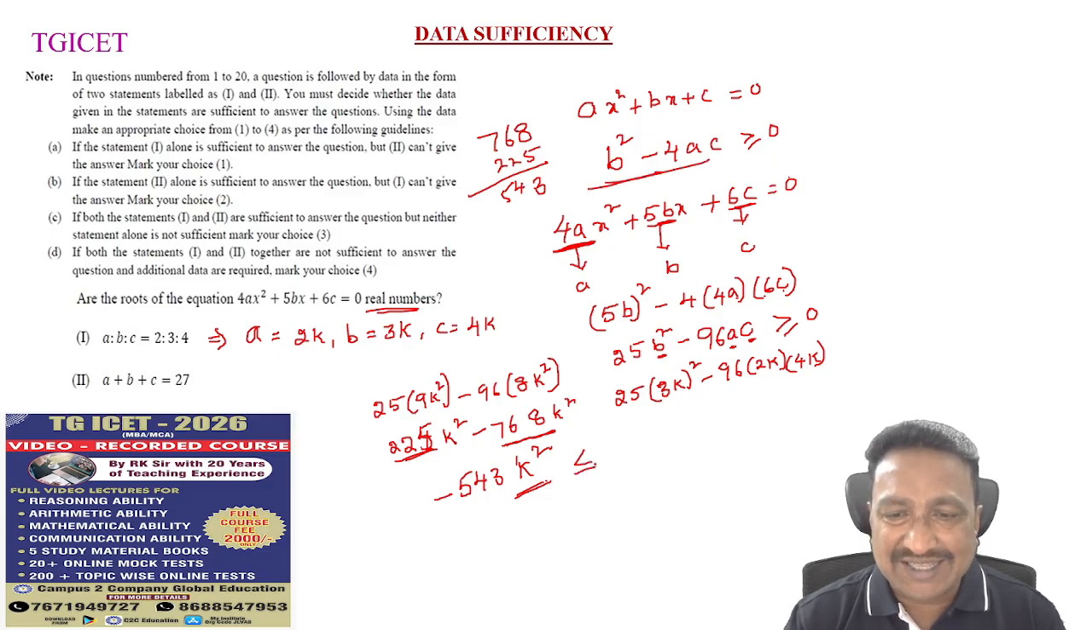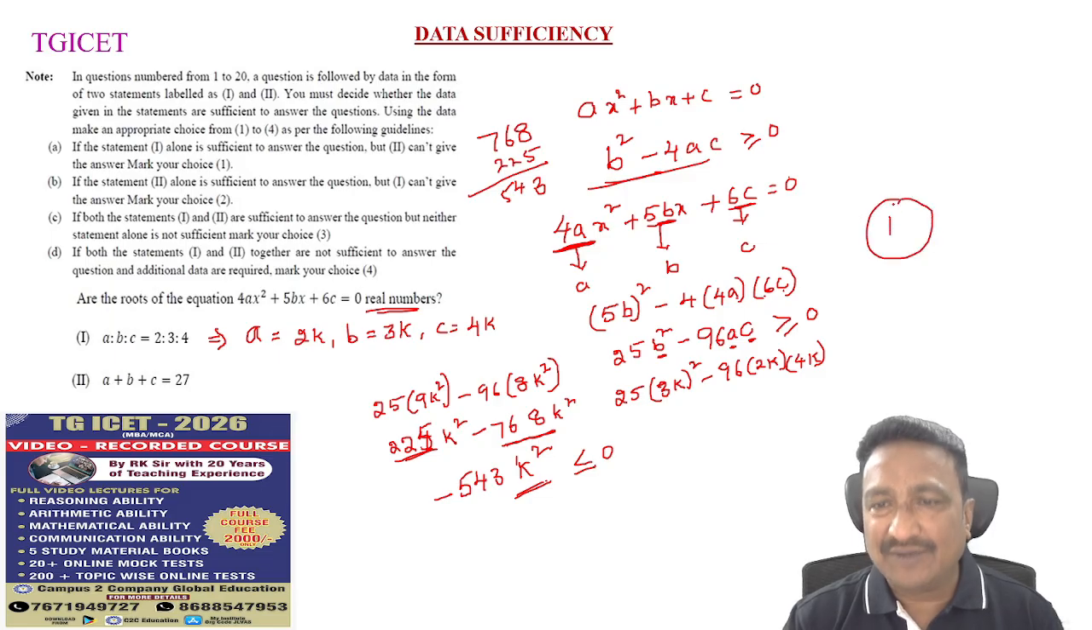So when a is less than 0, the quadratic equation does not have real roots. It has imaginary roots or complex numbers. So according to the first statement, we can decide the answer. Right? So the answer for this question is the first option.